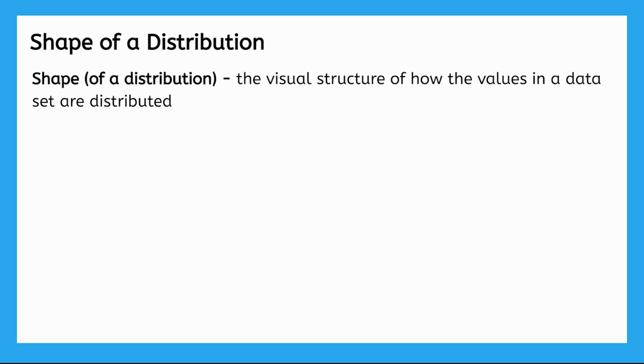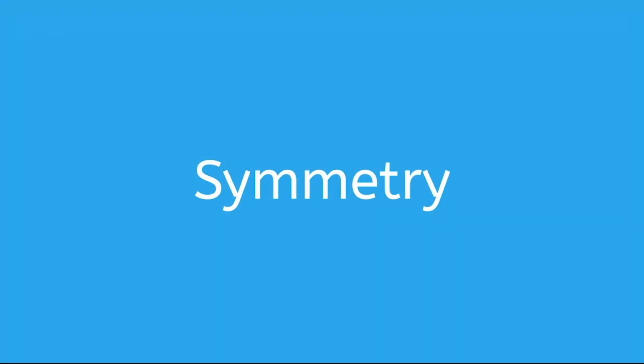The shape of a distribution refers to the visual structure of how the values in a dataset are distributed. It describes characteristics like symmetry, skewness, and the presence or number of peaks. Let's start with symmetry, as that is a concept we know a bit about already.